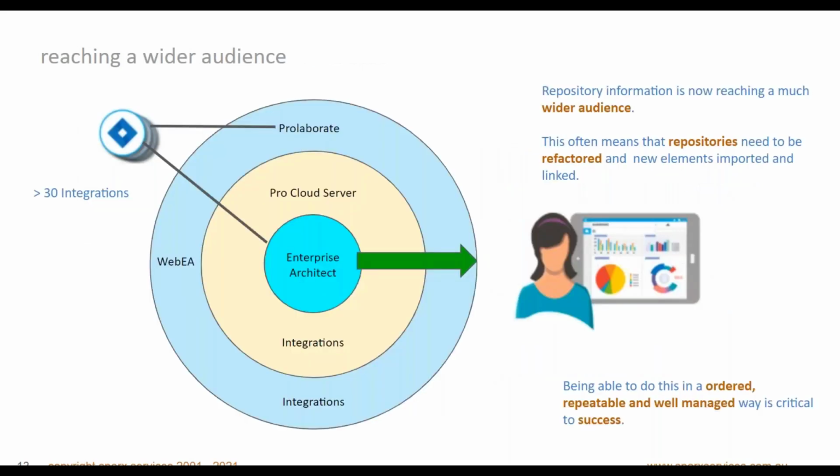So we're reaching this wider audience. Now, there are more than 30 integrations that Enterprise Architect has, and Prolaborate has a number itself. I've only put one on this diagram because, frankly, it would just get too busy. But the summary of it is that the repository information is now reaching a much wider audience, and this means that repositories need to be refactored and new elements imported and linked. And being able to do this in an ordered, repeatable, and well-managed way is critical to success.